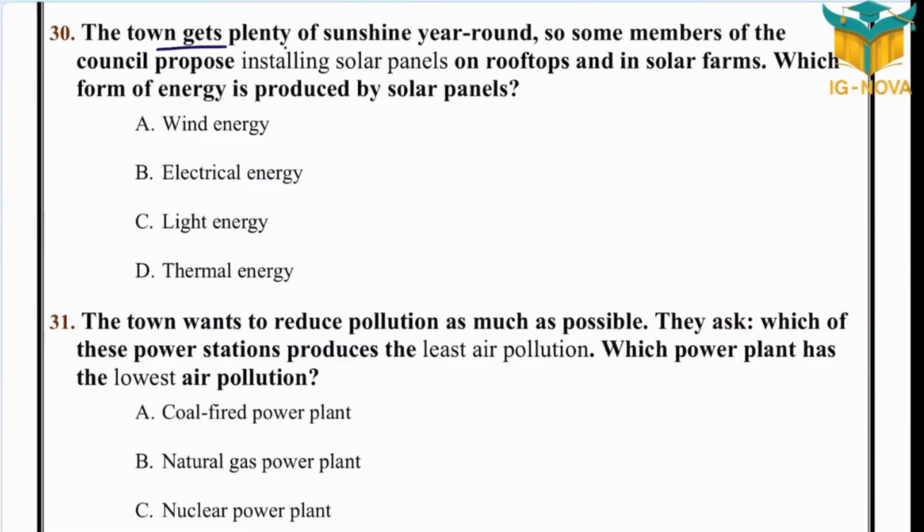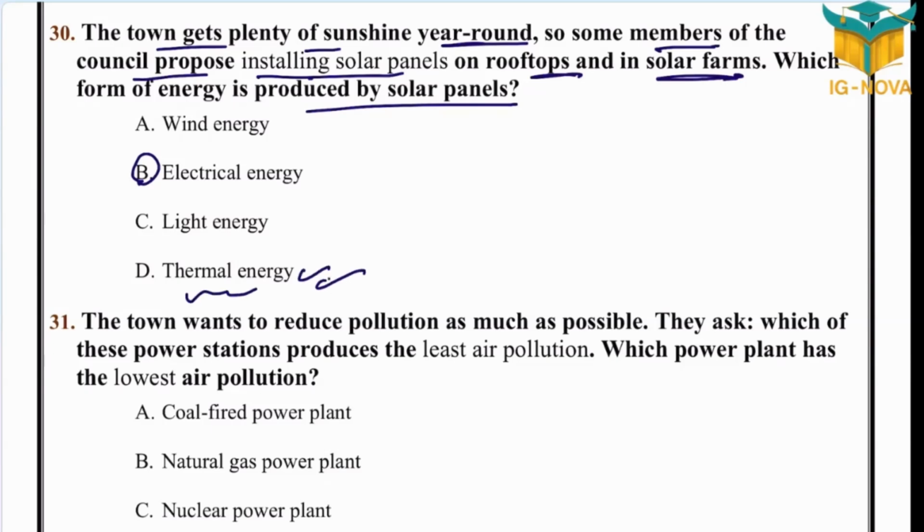Question 30. The town gets plenty of sunshine year round, so some council members are proposing installing solar panels on rooftops and in solar farms. Which form of energy is produced by a solar panel? Solar panels basically release electrical energy. One of its effects is thermal. Yeah, thermal is very acceptable. But since it gives you solar farms and the main use of solar panels, I'm gonna go for electrical energy.